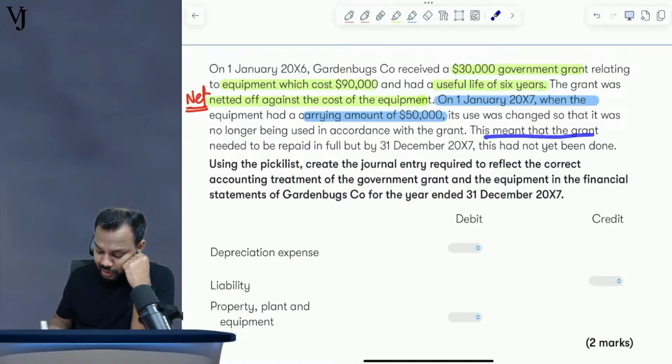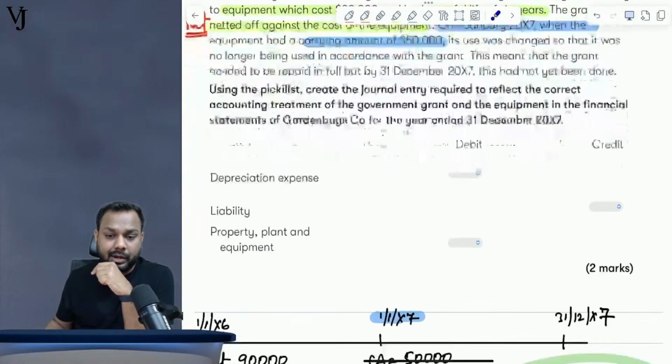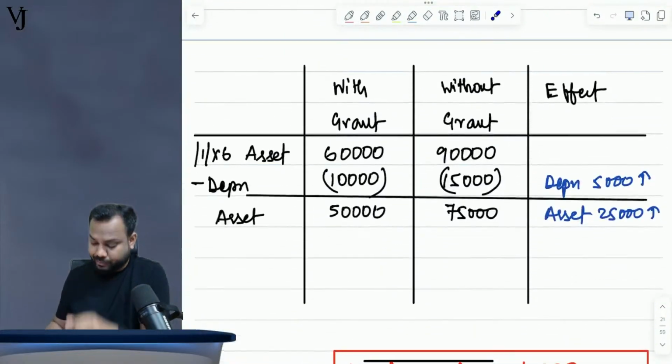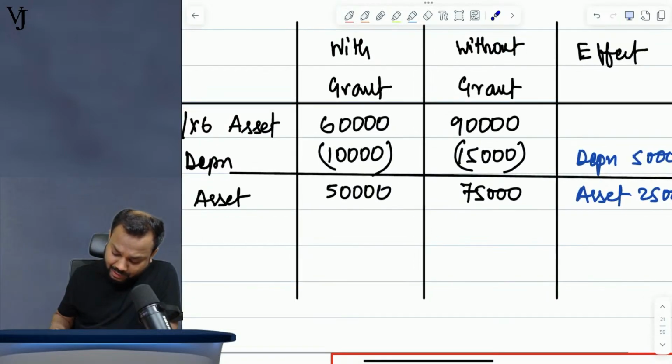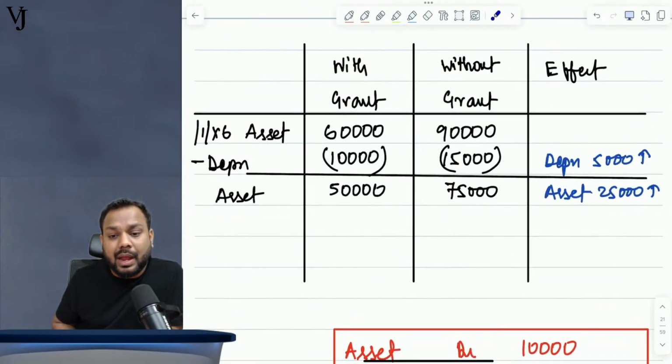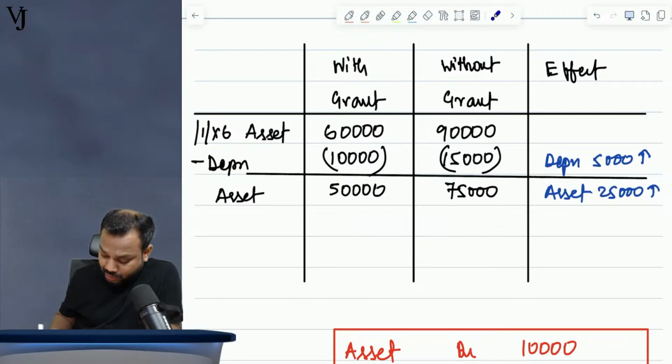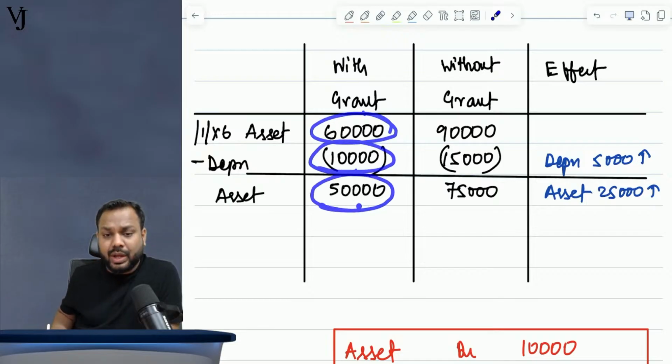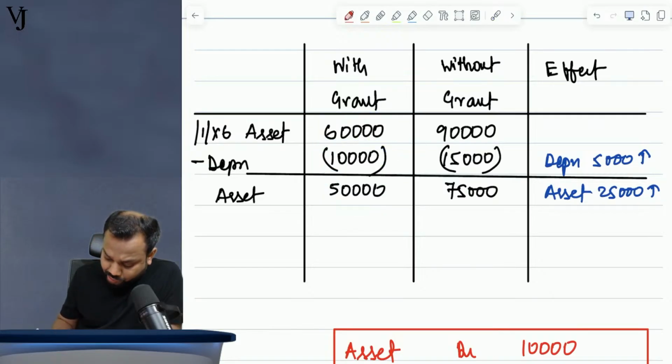This meant that the grant needed to be repaid in full by 31st December 2007, and this has not yet been done. So how will it be accounted for? What is the accounting that we have done so far? 60,000 is what we have recorded. 10,000 is what we have depreciated, and 50,000 is what we are accounting for now on 1st January 20x7.